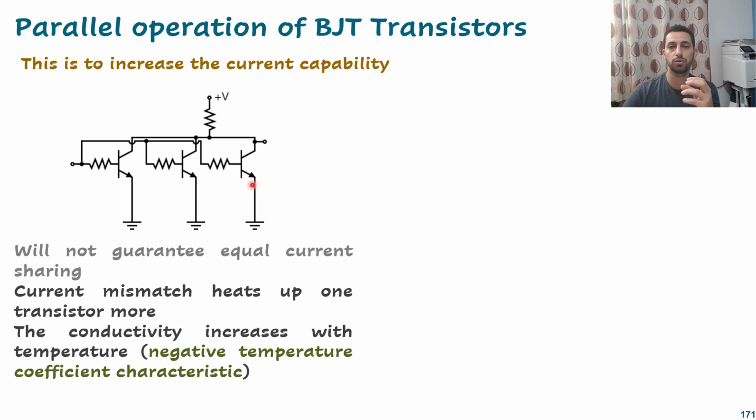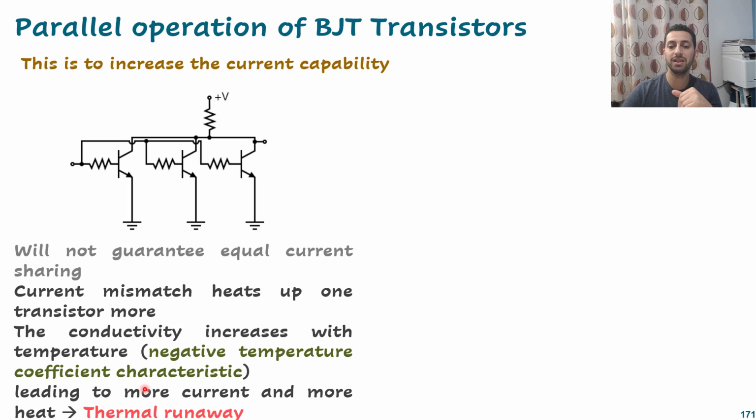So the first one, if it conducts more current, it will heat up more and will increase the conductivity, which makes it conduct more current than others. So the 1.5 ampere will turn to 2 ampere, and then to 2.5 ampere, and then to 3 ampere, okay? And that's the thermal runaway again, okay? Because there is a property in the BJT transistors called the negative temperature coefficient characteristic, okay? That's what makes the temperature rise, causing more current going through that transistor, and that will lead to more current and more heat and then thermal runaway. So this is the problem of this scenario.